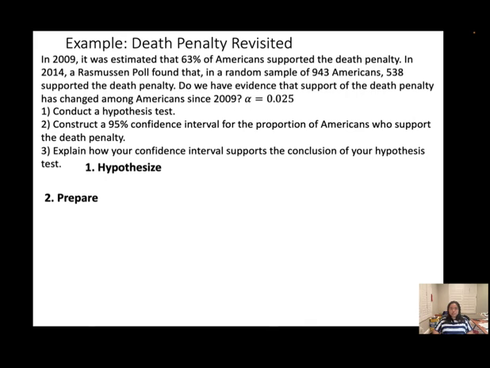Number one, I need you to conduct a hypothesis test, similar to section 8.2. State the hypotheses, state the four conditions, find the test statistic and the p-value, and then draw the conclusion. Number two, we're going to construct a 95% confidence interval for the proportion of Americans who support the death penalty. After that, we're going to compare number one and number two, and explain how your confidence interval supports the conclusion of your hypothesis test. I want you to work on number one by yourself.